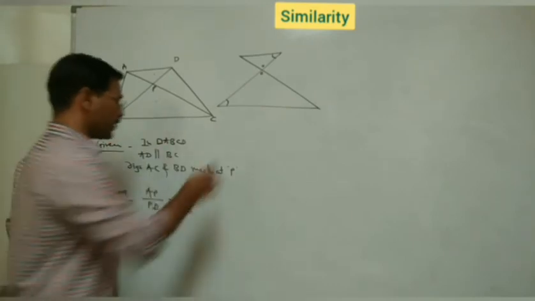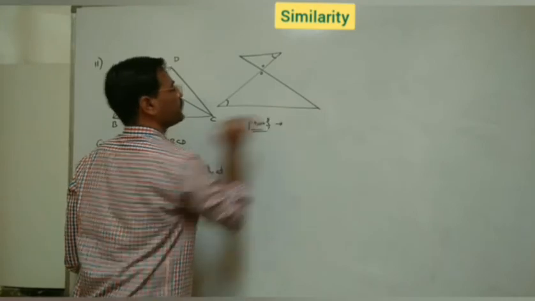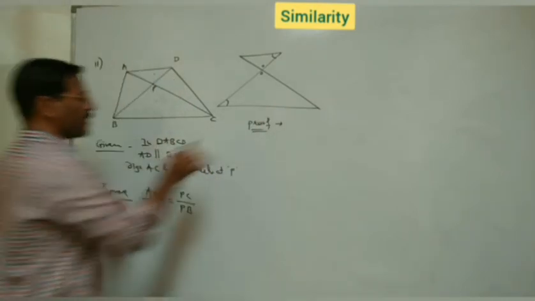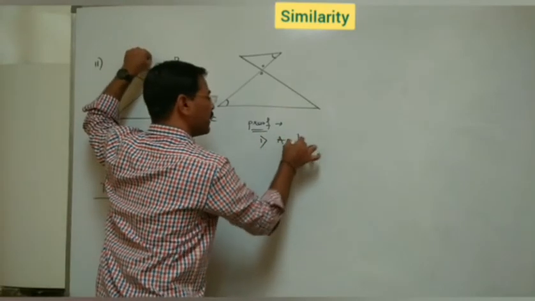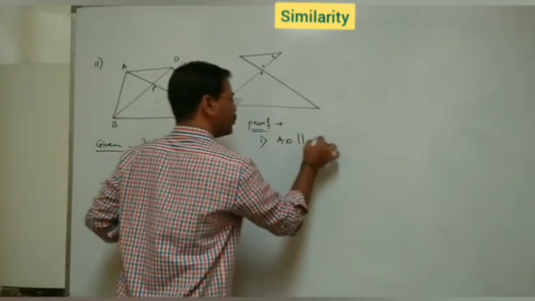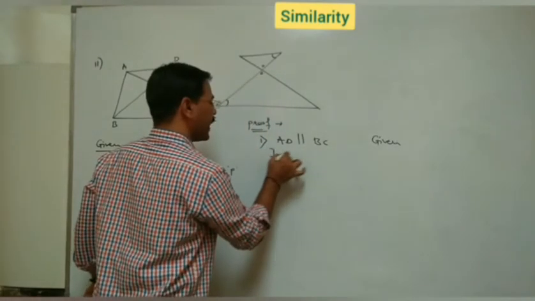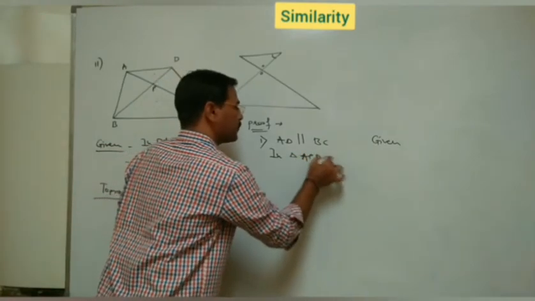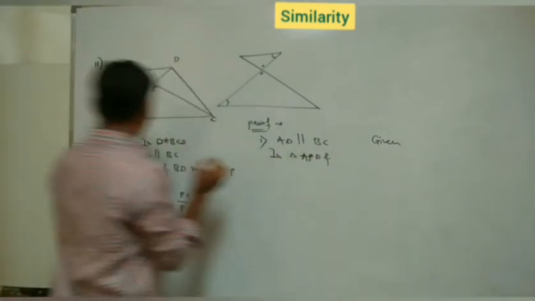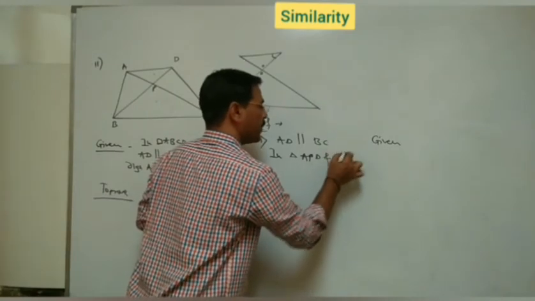Okay? See first here. Proof. What will be the proof? Just look here. What can you write now? In this one, I'll write the first step. Given to us first, it is very important: AD parallel to BC. It is given. Okay? Now in triangle and triangle. In which triangles? APD and BPC.